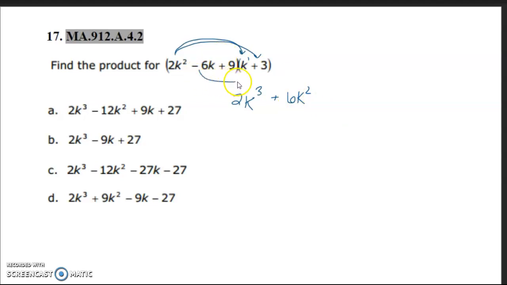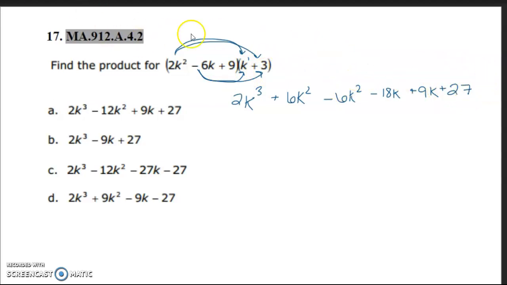Now let's do negative 6 times k. Negative 6k times k, I'm so sorry, is negative 6k squared. Negative 6k times 3 is negative 18k. And now we're going to do this last one. So now we have 9 times k, which is 9k, and 9 times 3, which is a positive 27.